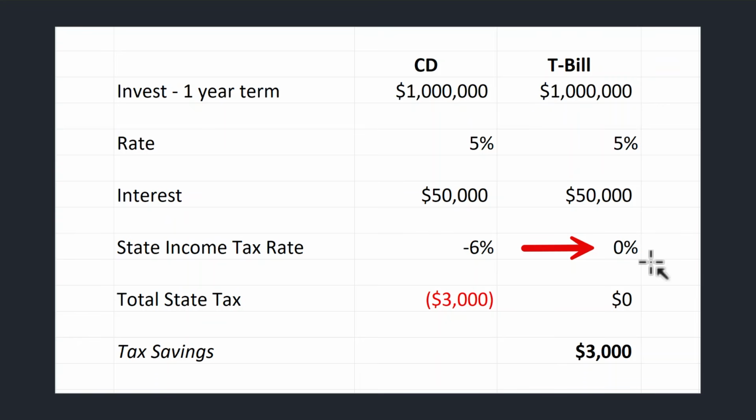So what ends up happening is the T-bill puts more money in your pocket on a net basis. In this example, the investor lives in a state that charges 6% tax rate, so they end up paying $3,000 of taxes that they would not have paid if they had invested in a T-bill, and therefore the T-bill comes out $3,000 ahead on a net basis.